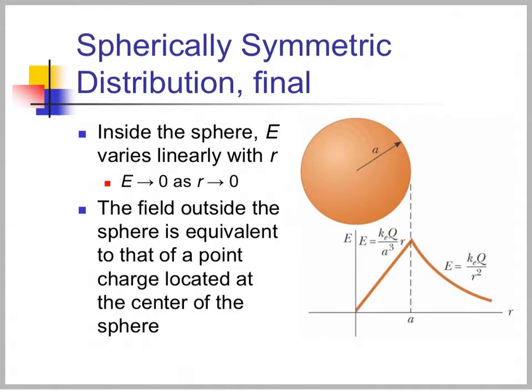So inside the sphere, E varies linearly with r, and E goes to 0 as r goes to 0. The field outside the sphere is equivalent to that of a point charge located at the center of the sphere. So if I were to graph the electric field, it goes linearly upward, and then it comes down like 1 over r squared, like it was a point charge.